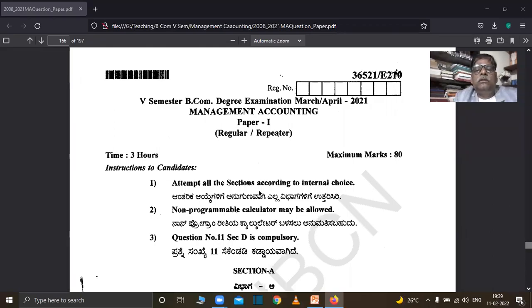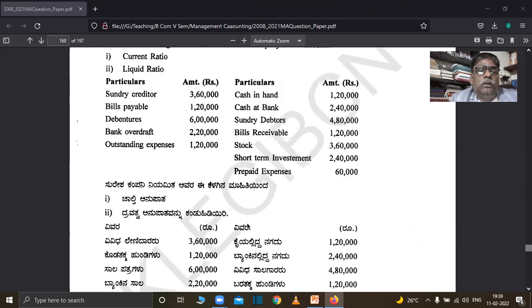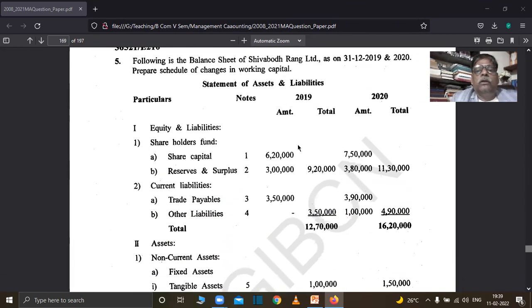Okay, now we see the question paper 2021. In the 5 marks question, question number 5. From the following balance sheet of Shiva Board Ranga Limited as on 31st March 2019 and 2020.